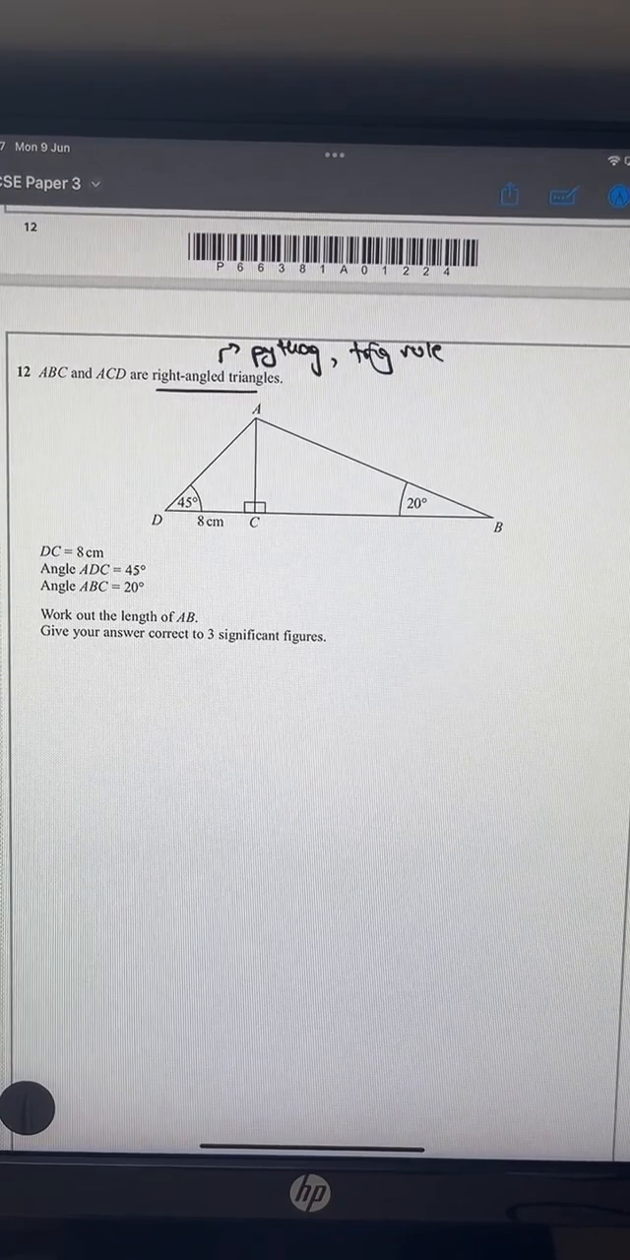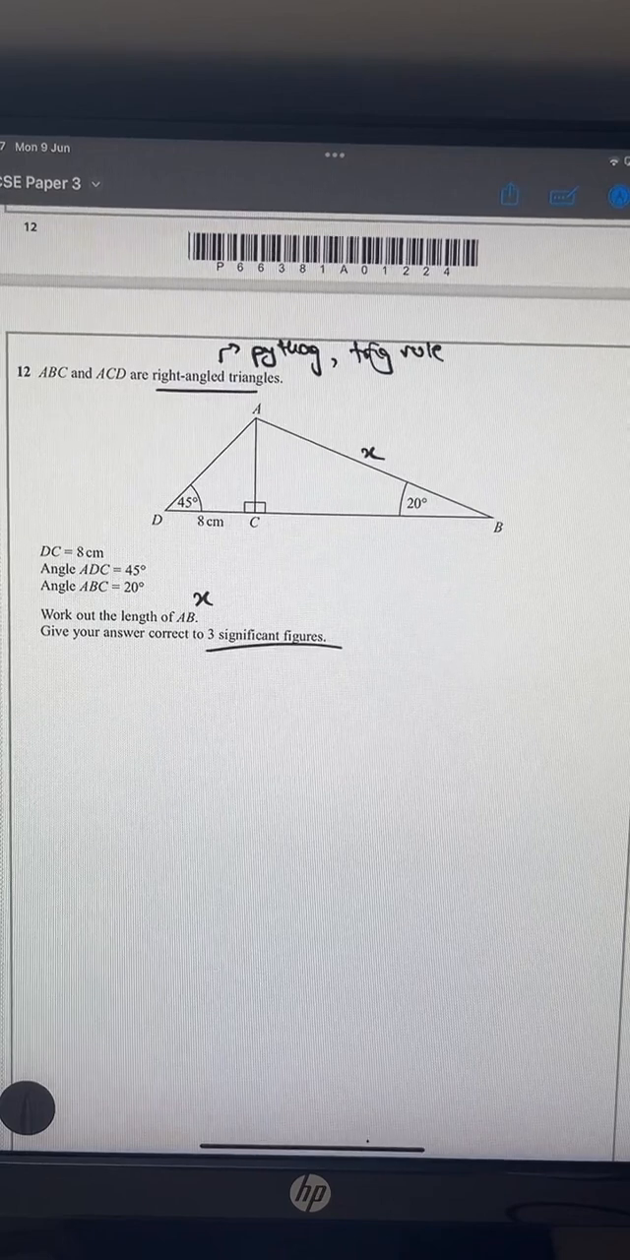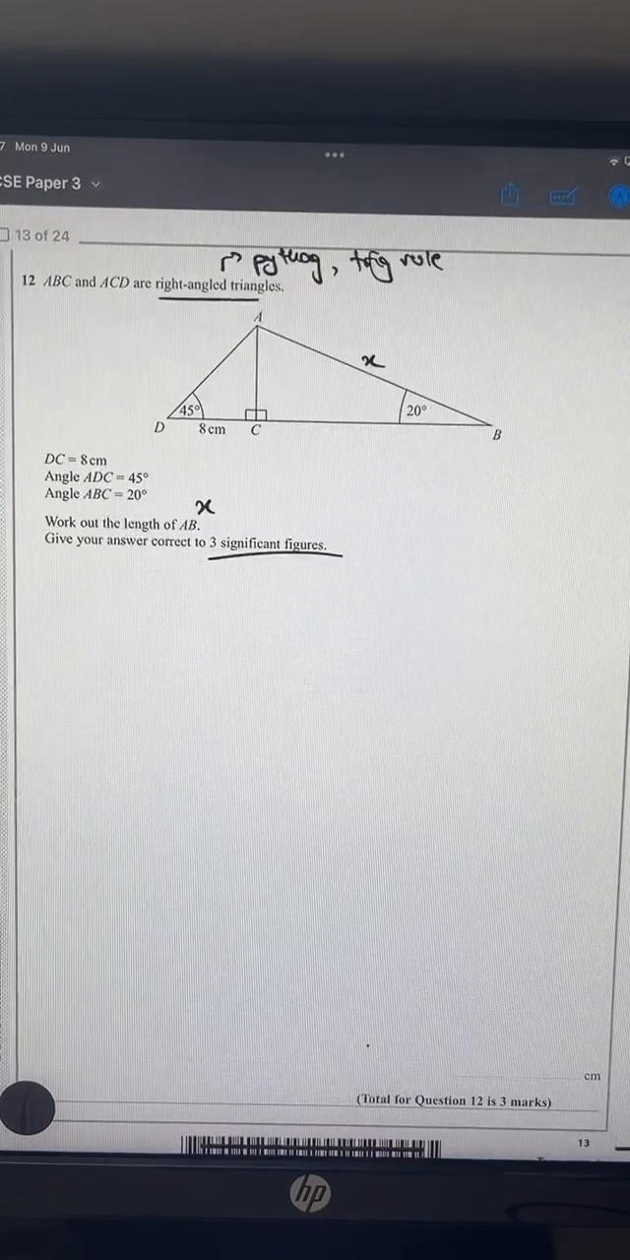So angle ADC is 45. That's labeled. ABC is 20. Work out the length of AB. So I like to label that. AB is here. I'm just going to call that X. Give your answer to 3 sig figs. So we know that if we get a nice number, we don't want that. We want to have to round our number, all right?